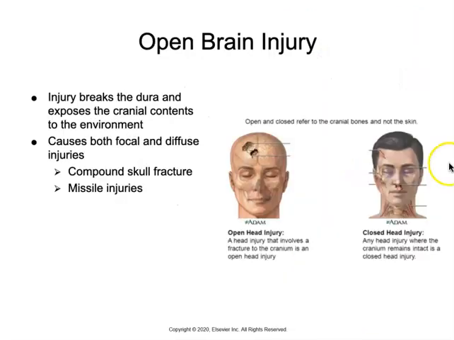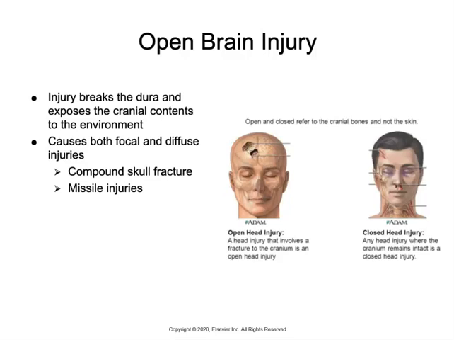So here we could see the differences between a closed head injury, what we just talked about, and an open head injury. We're going to see these when we have an opening within the skull and the dura breaks and exposes the brain to the environment. This makes the brain vulnerable to infection and severe damage, and our injuries can be focal, like we said, or diffuse, focal meaning a specific area, diffuse meaning more widespread damage. And it's common in compound skull fractures and missile injuries like gunshot wounds.